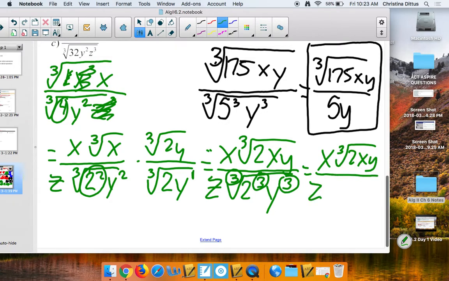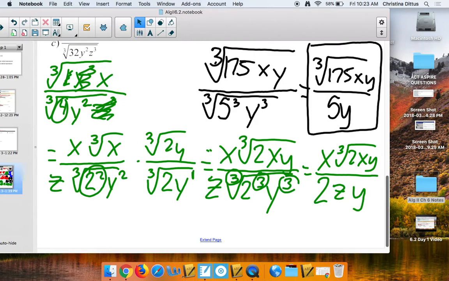On the bottom, I have my z outside. What else can I pull out now? 2 and y. I like 2's out front. So 2, zy, yz, doesn't matter. Okay, so the reason we multiply by 2 is so that our index and our exponents match, so that they cancel out, so that I can bring them up. Okay, questions?